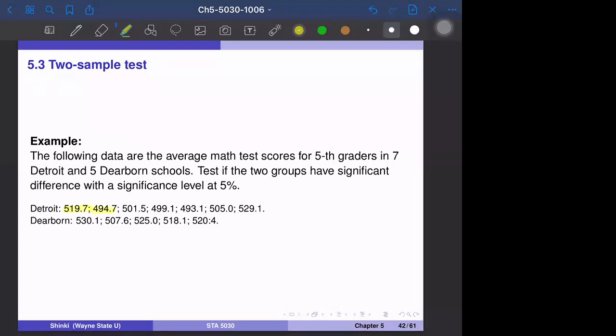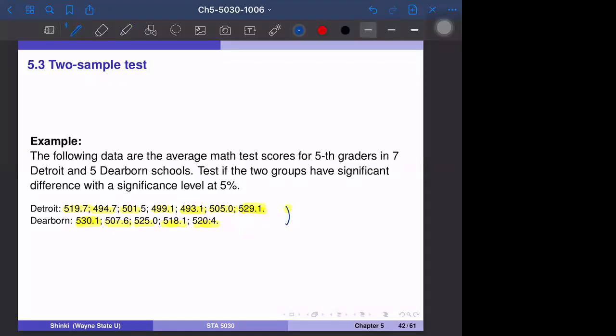For Detroit, we have 7 observations. The minimum is 493 and the maximum is 529. For Dearborn, we have 5 observations. All observations are larger than or equal to 507.6, and the largest is 530, which is close to the largest one in Detroit. We want to see whether or not this difference is significant.